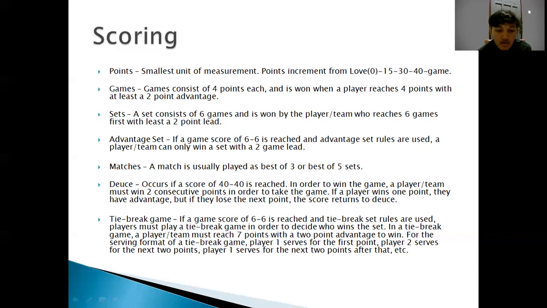Tie-break game. If a game score of 6 games is reached and tie-break set rules are used, players must play a tie-break game in order to decide who wins the set. In a tie-break game, a player or team must reach 7 points with a 2-point advantage to win. For the serving format of a tie-break game, player 1 serves for the first point, player 2 serves for the next 2 points, and player 1 serves for the next 2 points after that.